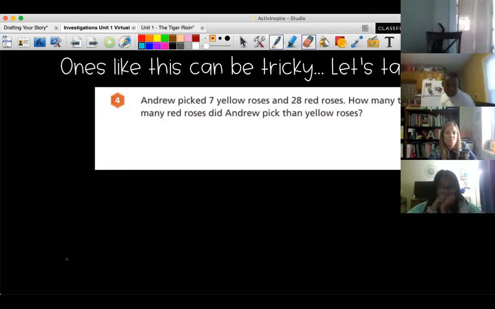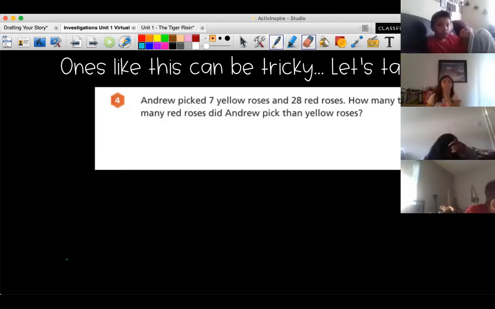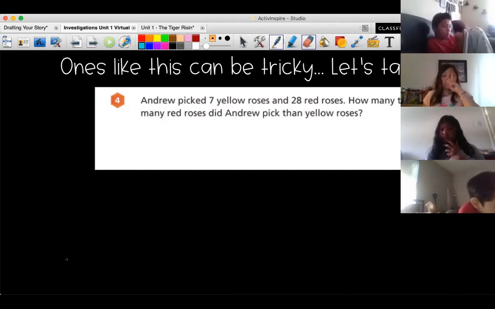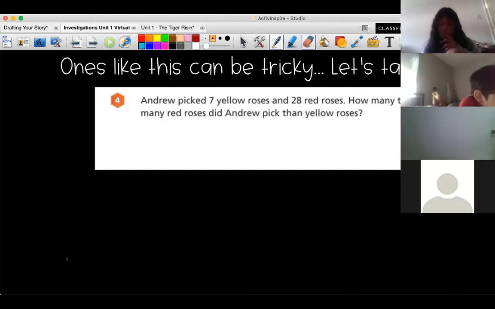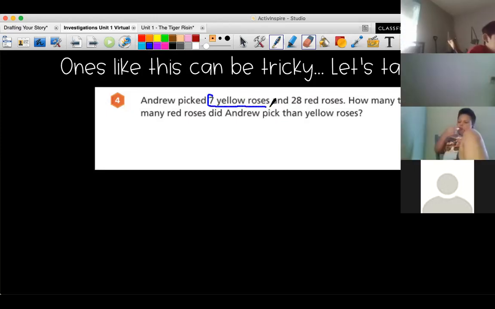All right, so this one's a little tricky the way it's worded, so we're going to really take a minute to talk about it. Mary Lay, what is one important part of this problem that we could underline or circle? Just one part. The numbers. Yep, 7 yellow roses. Thank you. What is something else that's important that we could circle in this problem? Eric.